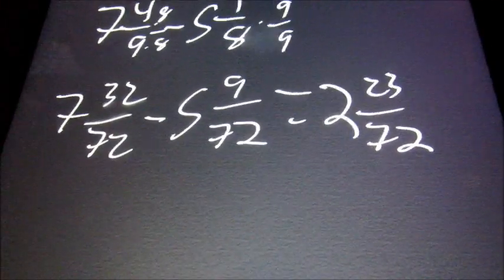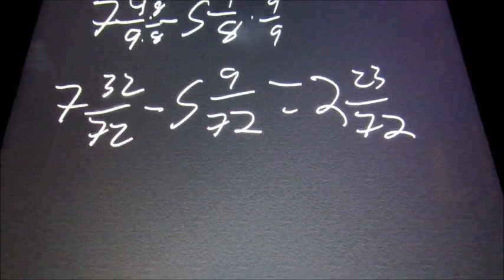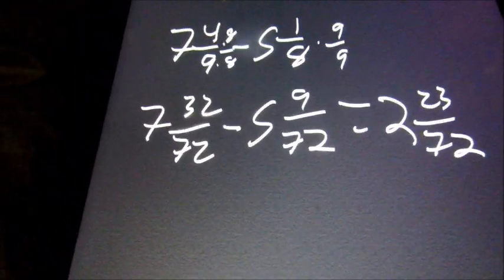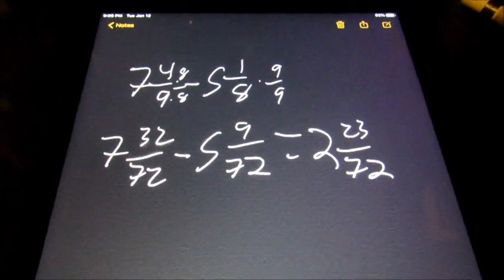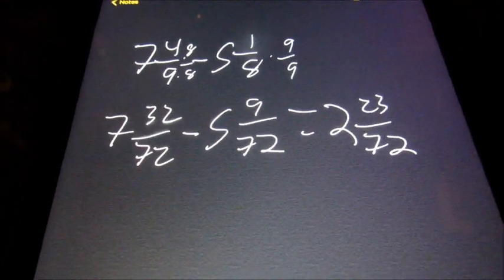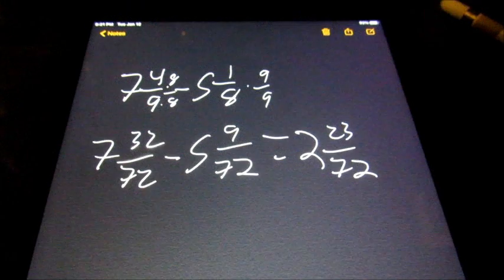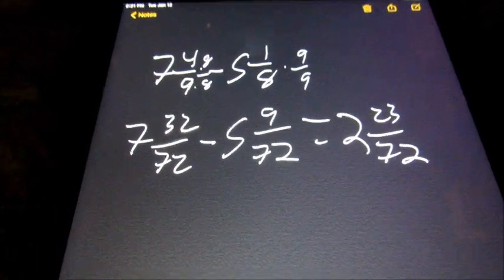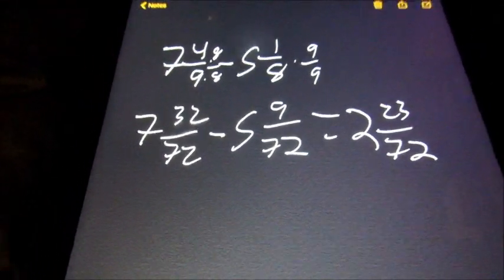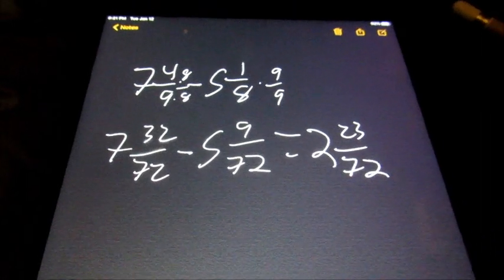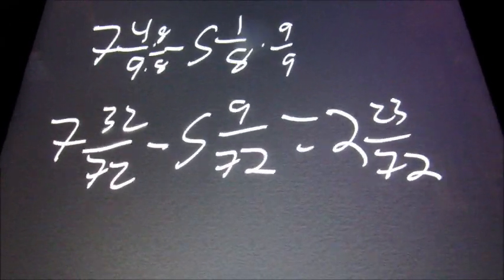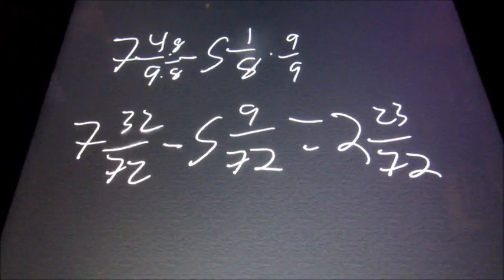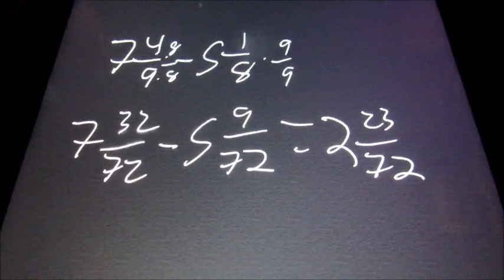Now here, this one was a lot easier to just do it straightforward without turning it into an improper fraction and then back again. So each one of them that you do is going to be a little bit different. Some of them will be easier one way, some of them will be easier another way. Some of them, it won't matter which way you do it, they'll be about the same amount of work. But that is it for 4.6.